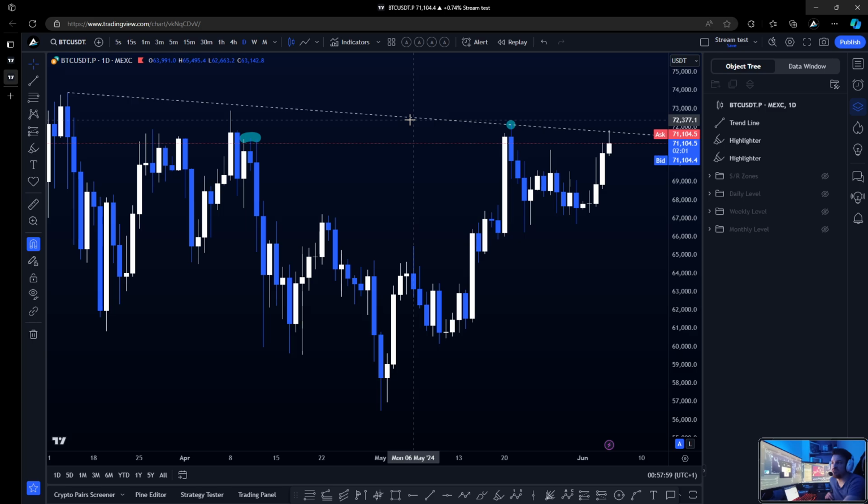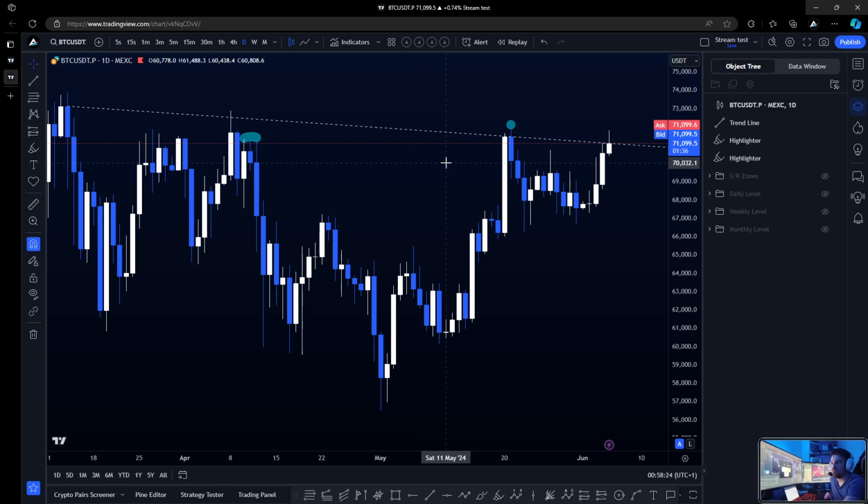Some people just do it from wicks to wicks. Other people do it from bodies, not really including the wicks, or thinking about the wicks. So for example, us closing a daily before this trend line is possibly a very bearish scenario. But what I mean is, all of this, all it does is just confluence, okay? So theoretically, we're at a resistance level.